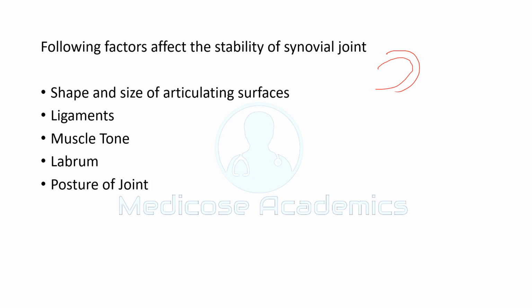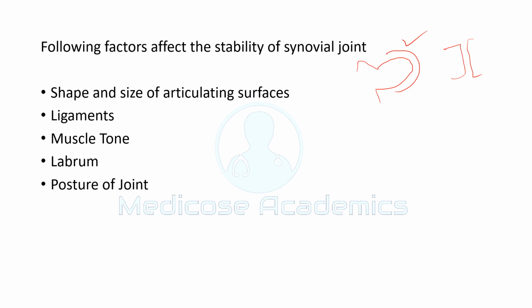But at the same time, some plane joints are made like this. So which one is more stable? This one. The more the articulating surfaces are congruent with one another, the more stable they are. Then there are ligaments. You must be knowing the ligaments of a lot of joints. Elbow joint has two ligaments on each side. Knee has a lot of ligaments on each side and inside the joint.